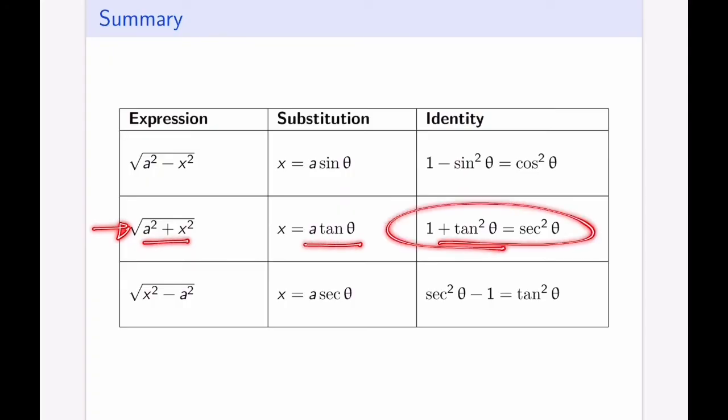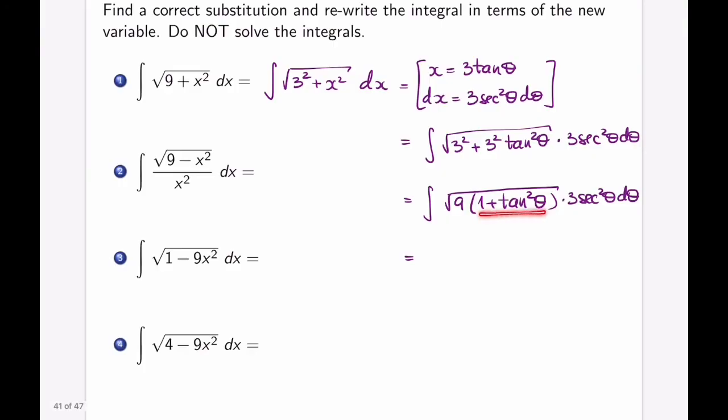This is the identity that's going to prove to be useful. And this says that 1 plus tan squared theta is equal to secant squared theta. 1 plus tan squared theta is exactly what I have. So this right here is going to equal secant squared theta. Then I'm going to skip a step here. Feel free to pause the video and make sure you actually understand.